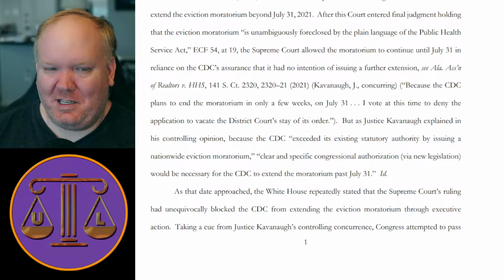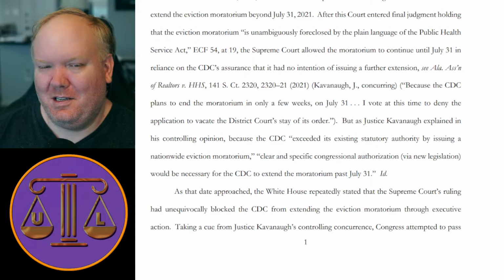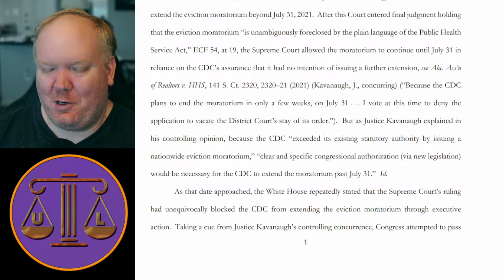And then, here's what Kavanaugh said, right? Because he's the only one who wrote an opinion. The four other people didn't write an opinion. They just said they would grant it. So Kavanaugh's the only one who wrote an opinion. He says, because the CDC plans to end the moratorium in only a few weeks, on July the 31st, I vote this time to deny application to vacate the district court stay.